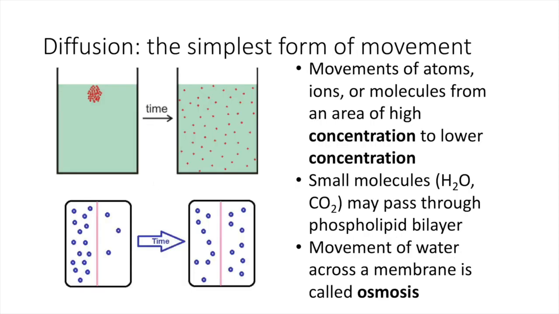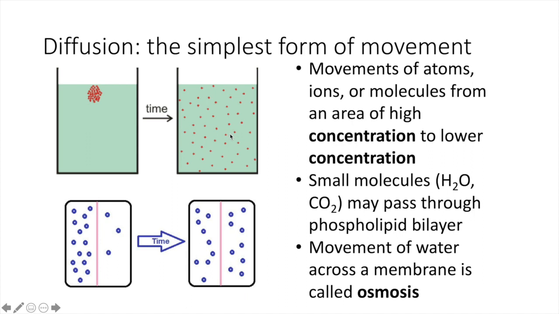Diffusion, you'll see this in chemistry. Diffusion is a term you may have seen before. It's where atoms, ions, or molecules will move from an area of high concentration, where there's lots of it, such as here, to an area of low concentration. So all of this crystal or whatever it is, dissolves. All of those molecules or those ions spread out across the liquid.